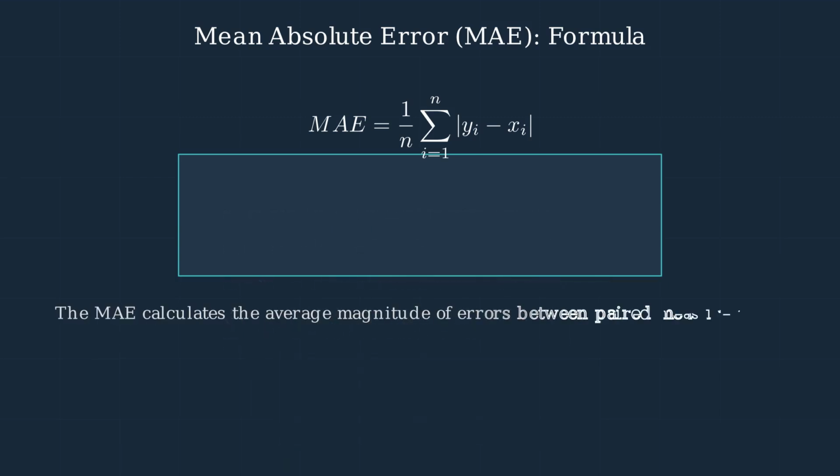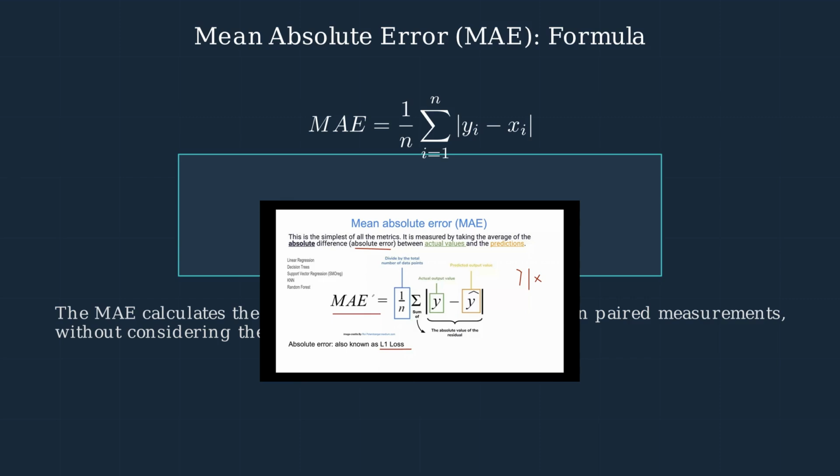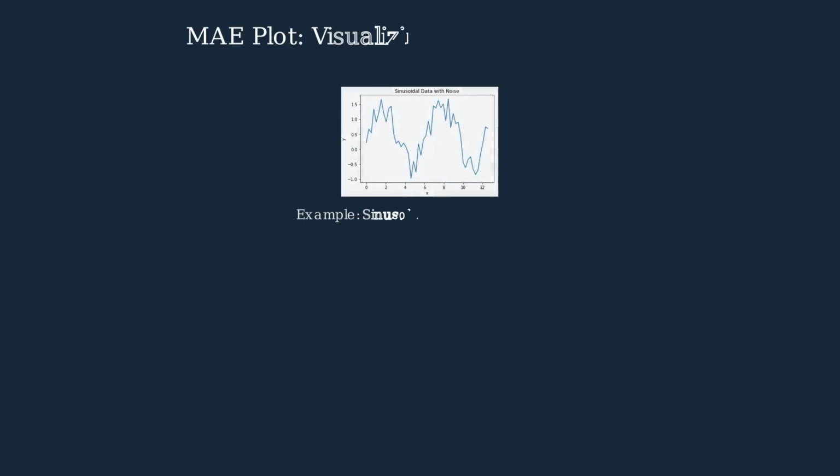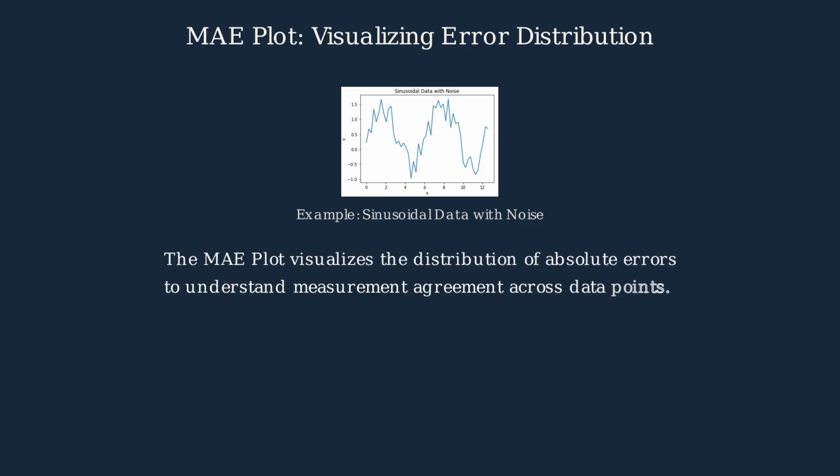The MAE gives us the average magnitude of errors without considering their direction, making it especially useful for measuring agreement between continuous variables. Unlike other metrics, MAE treats all sizes of errors linearly, providing a straightforward interpretation of the average disagreement between measurements. The MAE plot is a powerful visualization tool that helps us understand the distribution of errors when comparing measurements. Let's examine a sinusoidal dataset with noise as our example.